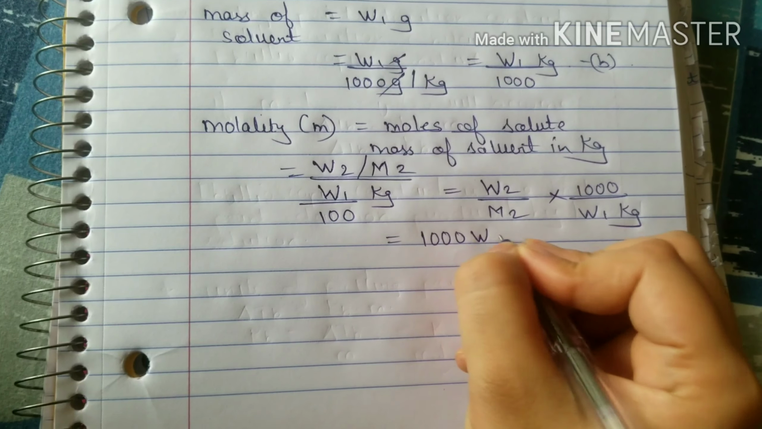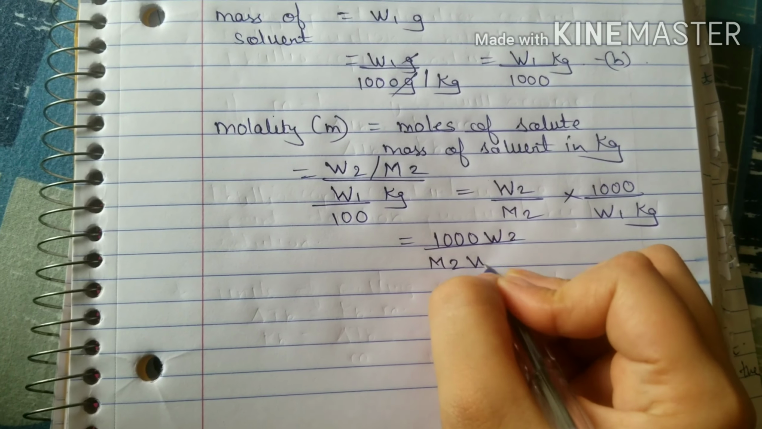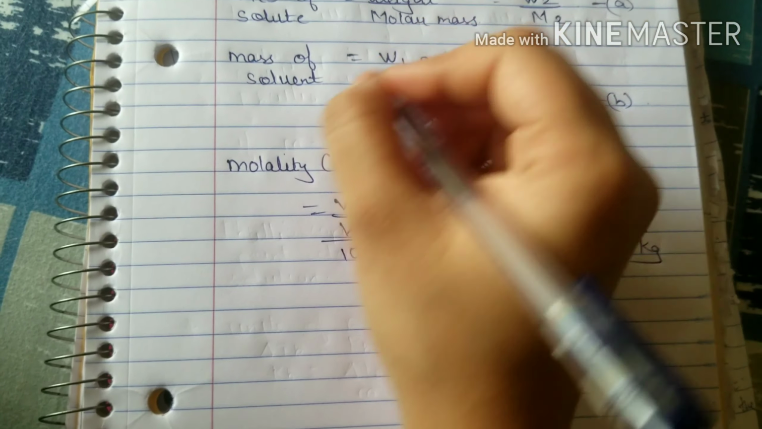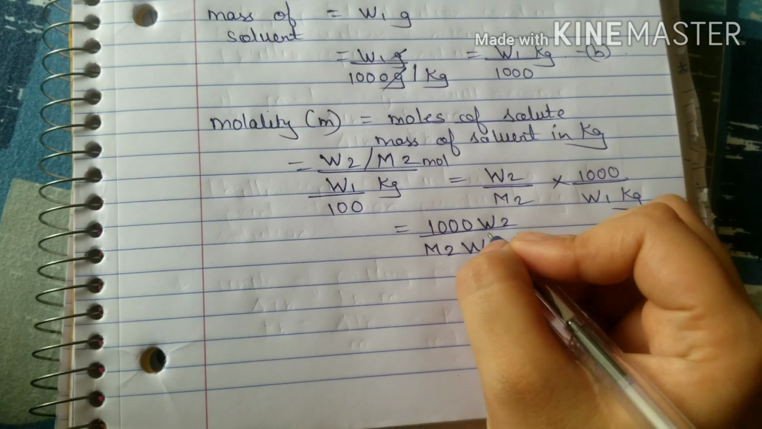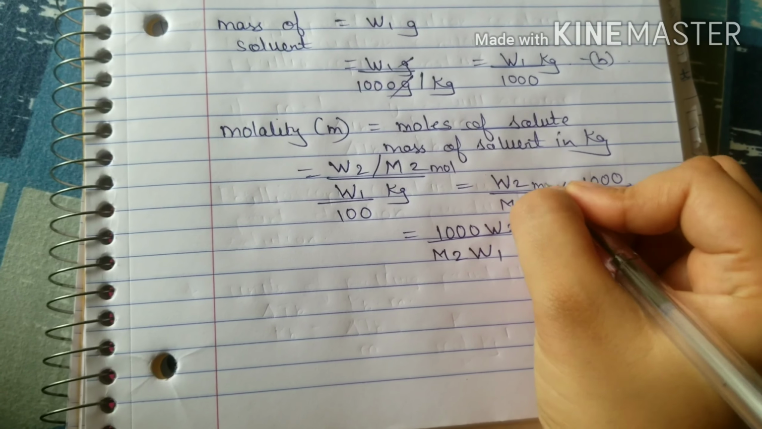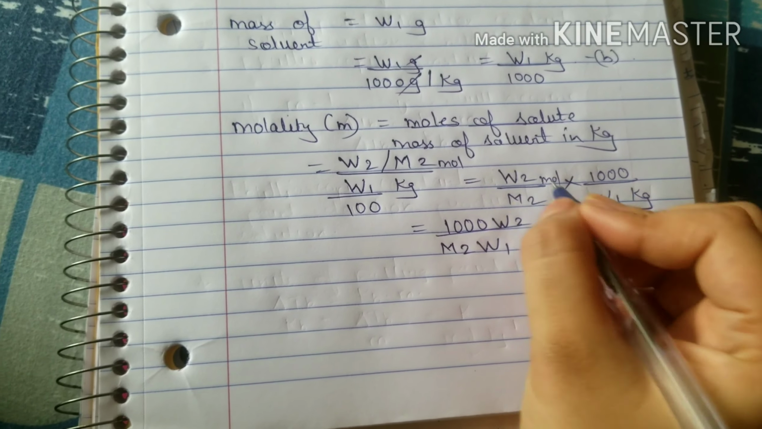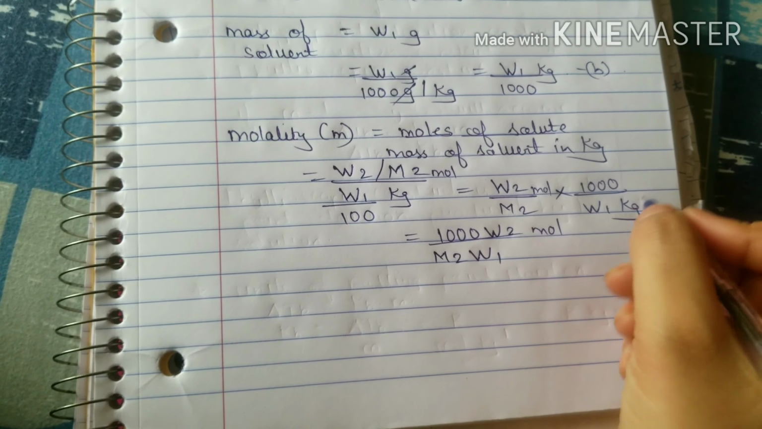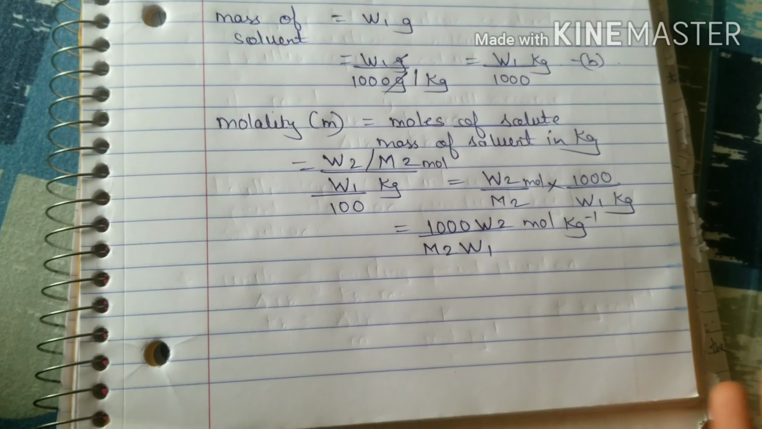1000 W2 upon M2 W1. Oh sorry, I forgot to mention mole here. This is going to be mole. So here you will get, so you already have mole here. So it is going to be 1000 W2 mole and then M2 W1 mole, and because this kg is down and I am shifting it up, so it is going to get the negative sign.